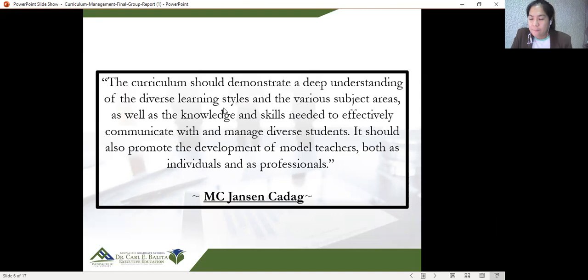Next, the curriculum should demonstrate a deep understanding of the diverse learning styles and various subject areas. So we all know that that is the importance of having profiling before designing the curriculum.